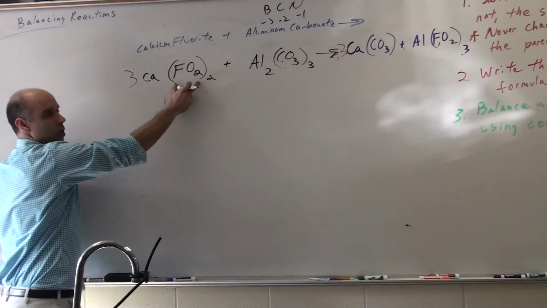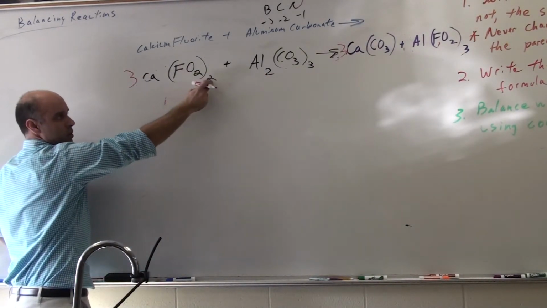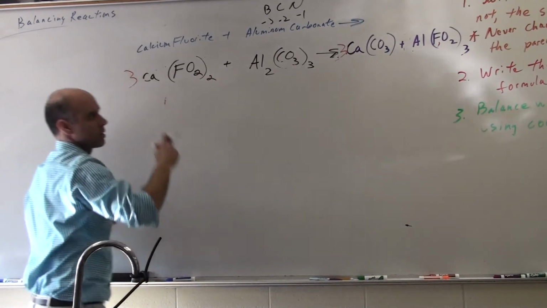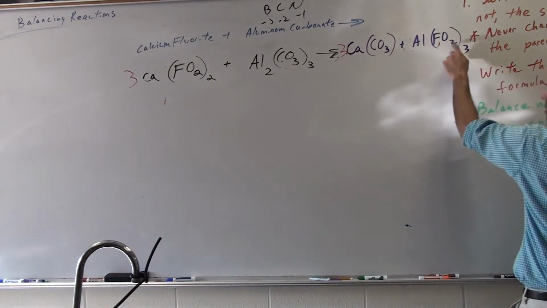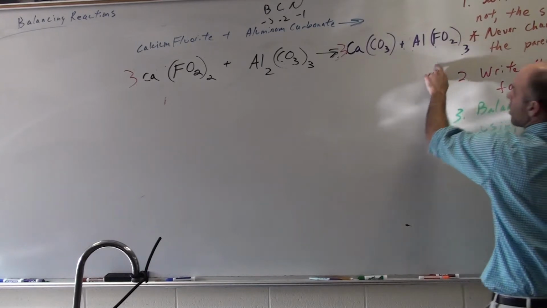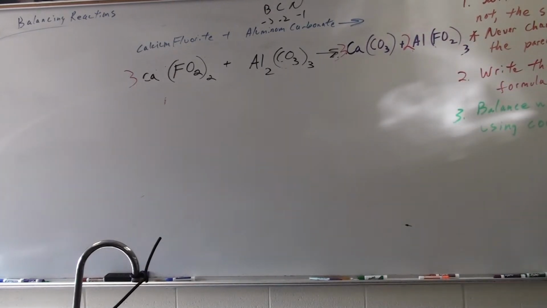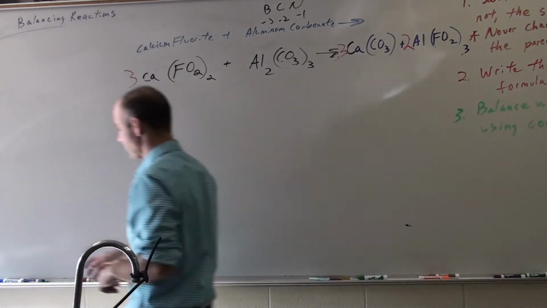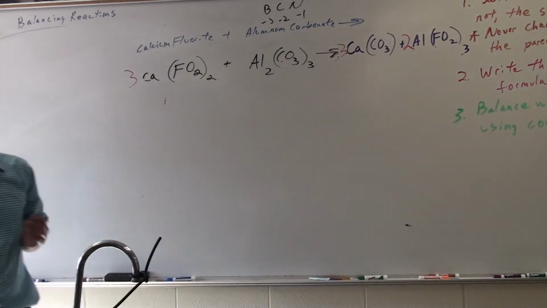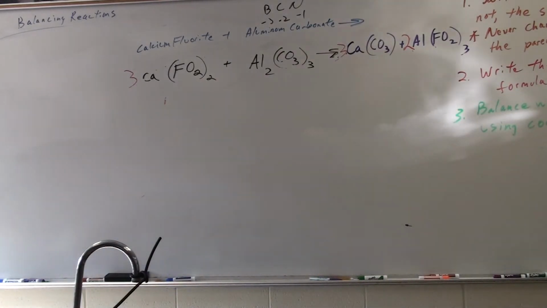How many fluorites do I have? 2 there, times 3 is 6. So I'm going to have 6 fluorites over here. So I'm going to need a 2 there to give me the 6 fluorites. So you could balance it that way too, as a group. Okay? One more type and then we'll do our demo. Okay?